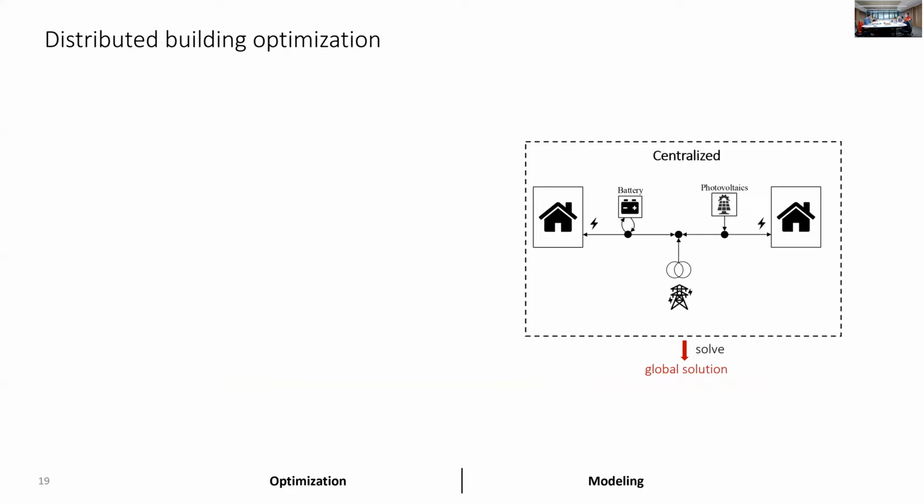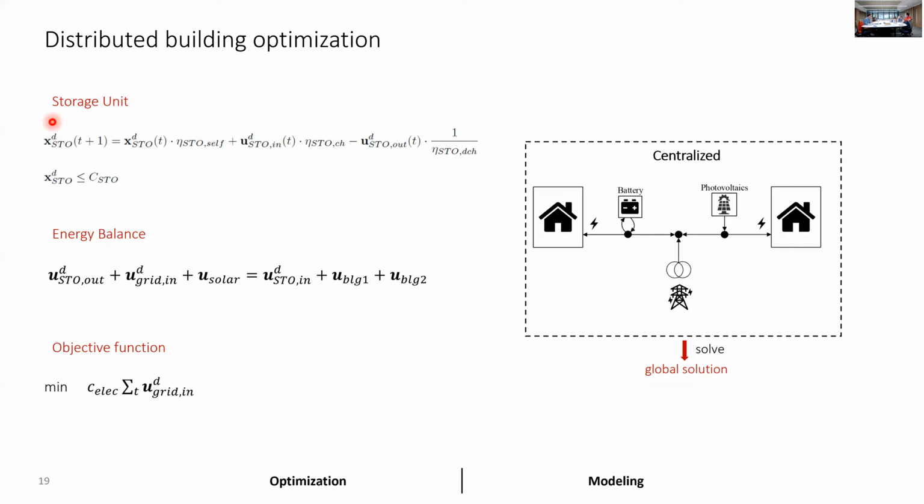Let's get into the modeling details just so we know what we're talking about. This is the simplified model. This is the simplest model we can have for this, right? A battery is modeled linearly here. So the update of the state of charge is the previous state of charge times some decay, plus what's coming in, minus what's coming out, subject to a maximum value. And then the energy balance is basically this node right here. You're saying that what's coming out of storage, plus what's coming in from the grid, plus what's generated by solar, should be equal to what's going into the storage and what's going into both of our buildings. And we want to minimize the costs on the grid.